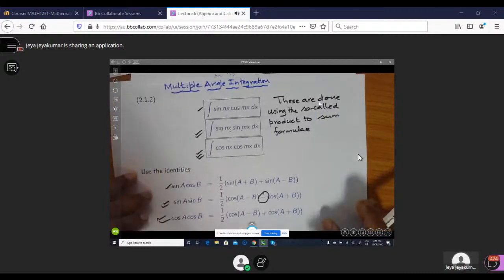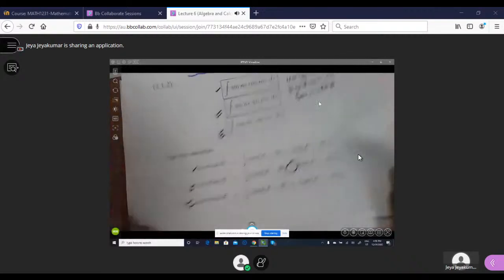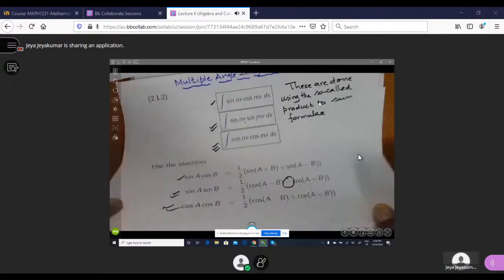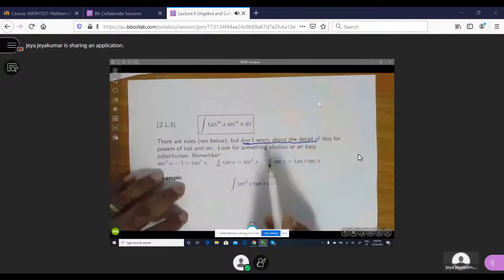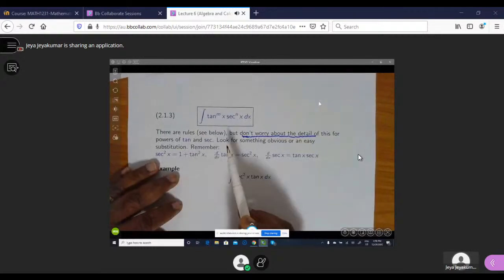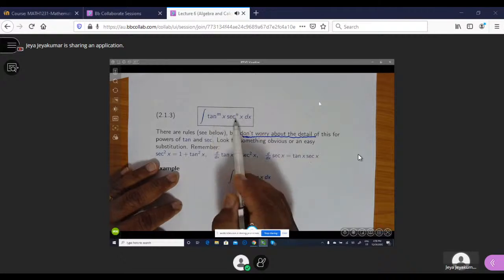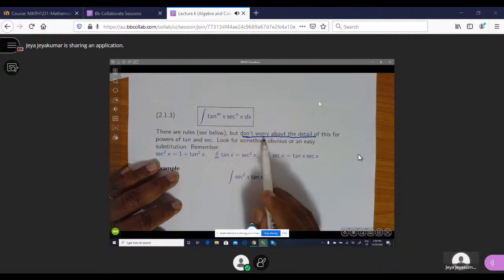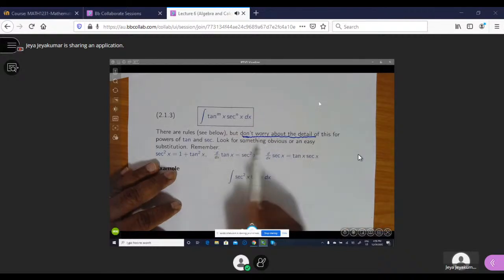All right, I think that's enough for today. But let me also point out one thing here, on the last slide. There are rules I have given in the lecture notes for the product of powers of sec and tan, but you don't need to worry about the details of these rules. You simply look for something obvious and easy.